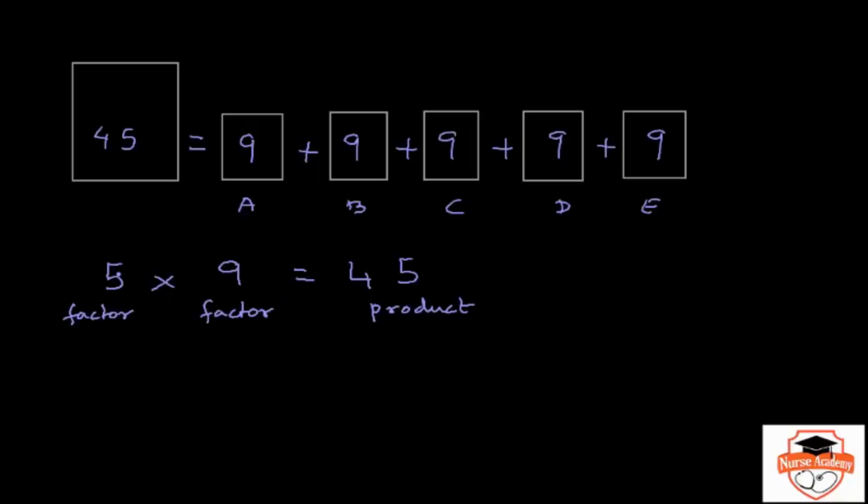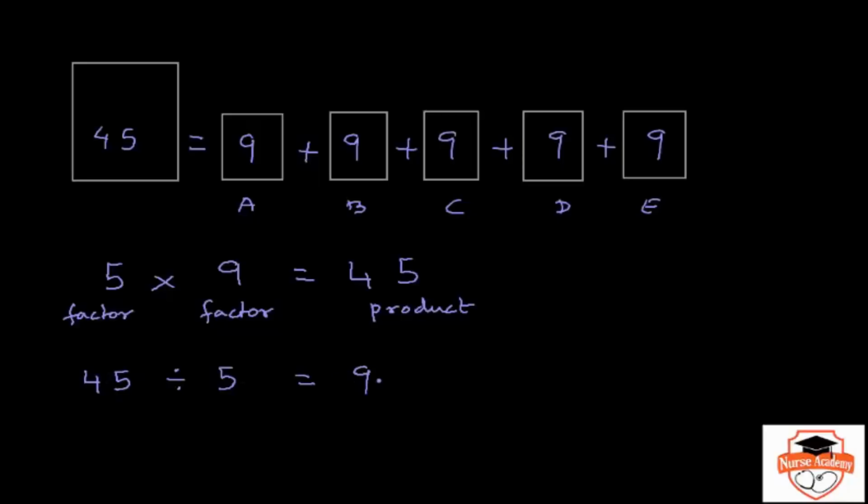So we were thinking 5 times what is 45? That's about dividing. So you divide the product, 45 in this case, with the given factor 5 to find out the other factor. We say 45 divided by 5 is 9.